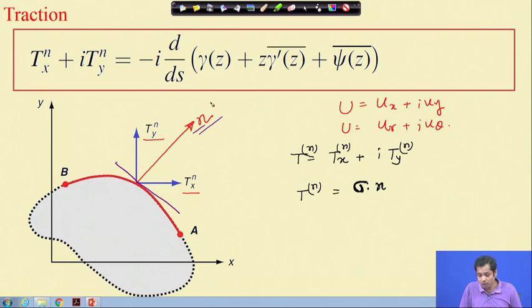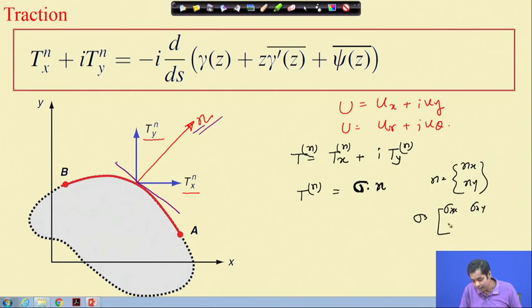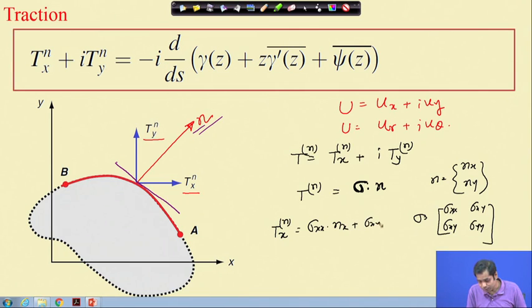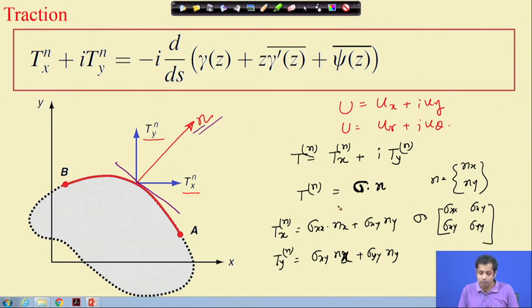Sigma is the second order stress tensor, and n is this outward normal. So, if n is equal to nx and ny, which are the components of n, and sigma is equal to, if you recall, sigma xx, sigma xy, and then sigma xy, sigma yy. So, this essentially gives you that Tx is equal to sigma xx nx plus sigma xy ny, and similarly Ty becomes sigma xy nx plus sigma yy ny. Okay. So, this is the traction that we know already.